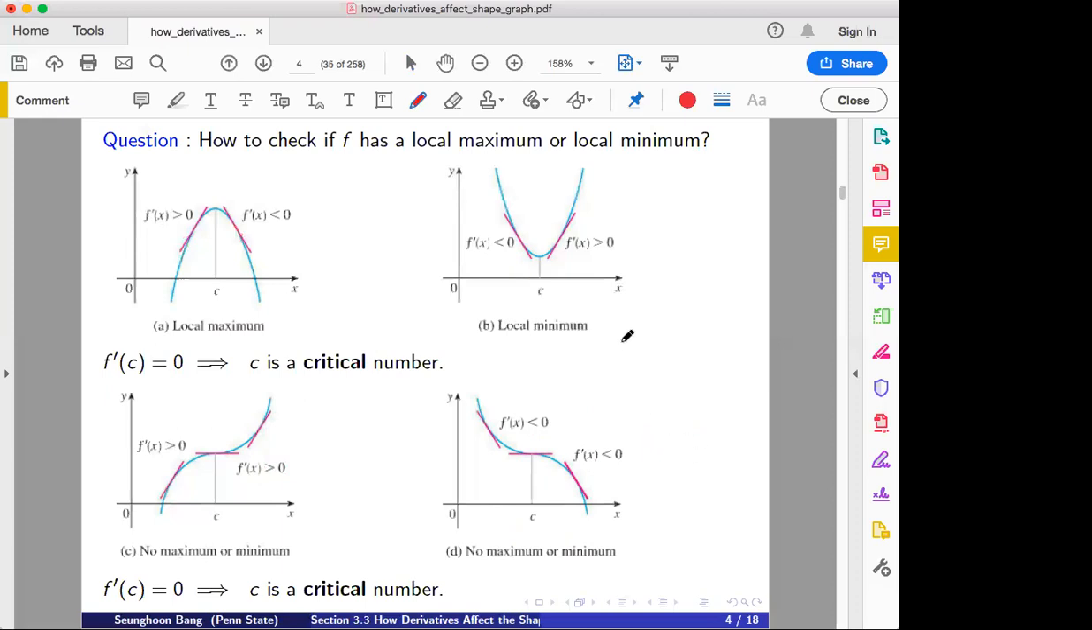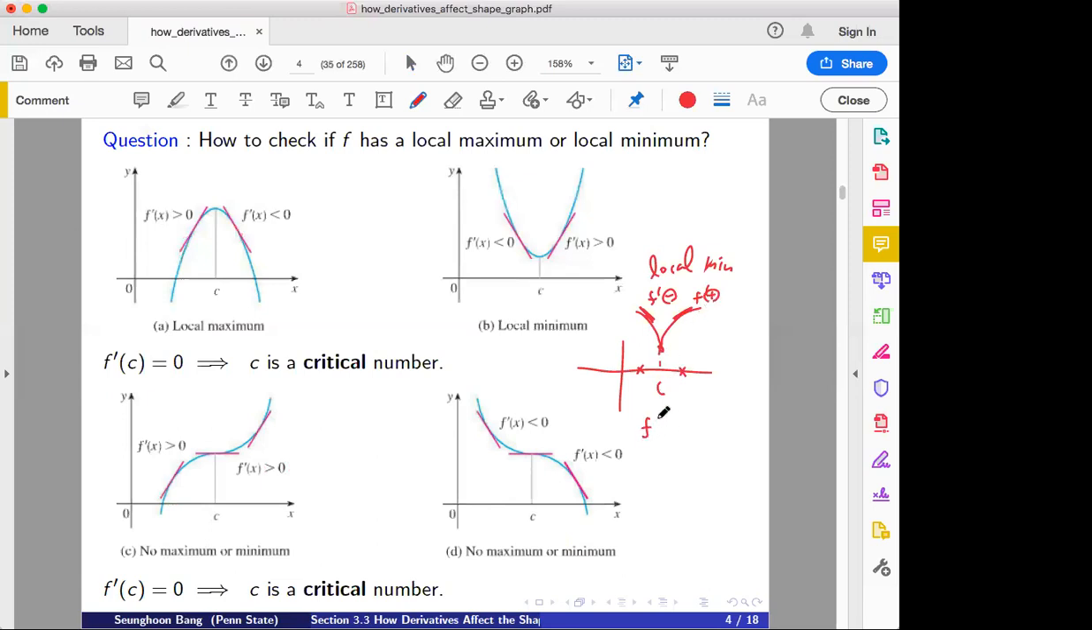So one more. The graph is like this. Here, we have a local minimum at this point. You can choose a point on the left-hand side here, draw a tangent line, and f prime is negative. You can choose a point on the right-hand side here, draw a tangent line, and the slope of the tangent line is positive. We have a local minimum.